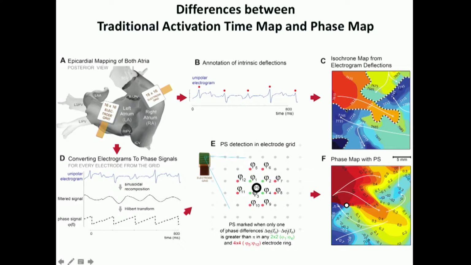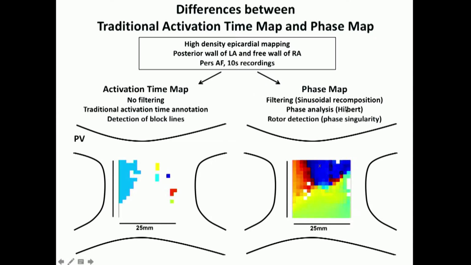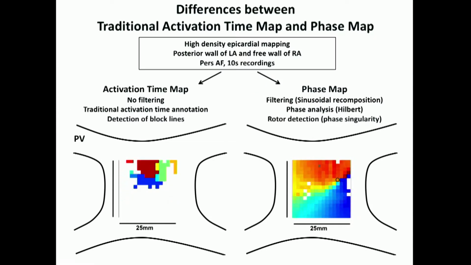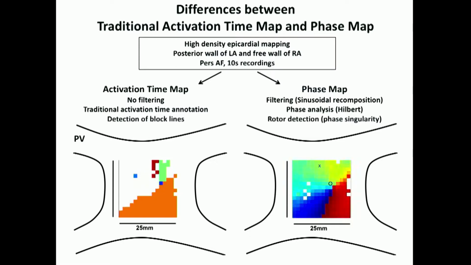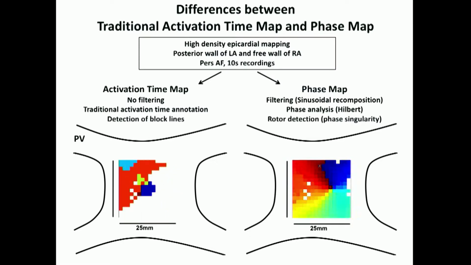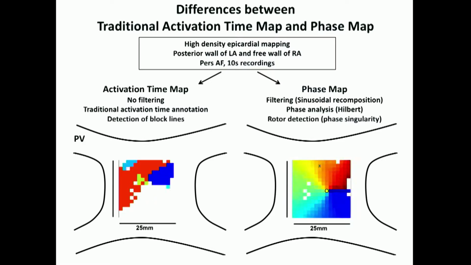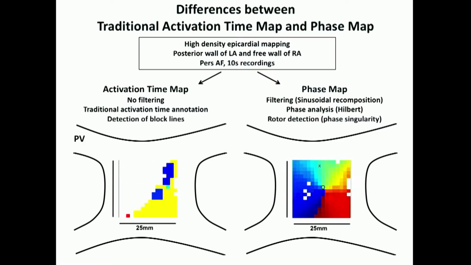Now, this phase singularity here is sitting on something we traditionally would call a conduction block line. That was something we noticed very early in this process. Now, have a look at this example. This is not a representative example at all. It is the nicest rotor we have ever seen in our database of the recordings, in this case here in the posterior wall of the left atrium.